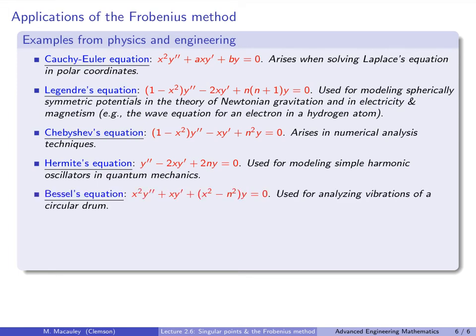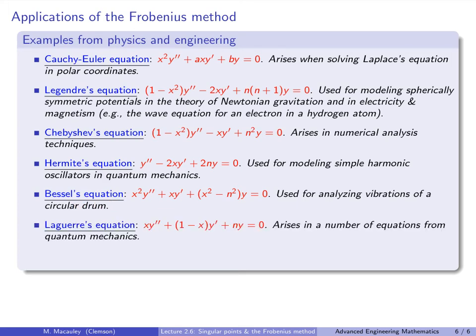There's Bessel's equation. This is the topic of the next lecture. This is x squared y double prime plus x y prime plus x squared minus n squared times y equals 0. We'll also see this in a later lecture on Sturm-Liouville theory. And these things are used for analyzing vibrations of a circular drum. Let's go back to Laplace's equation. You'll learn more about that later. But if you solve Laplace's equation in polar coordinates, I said Cauchy-Euler comes up. Actually, the general ones that come up are Bessel's equations, and the solutions are Bessel functions. So again, the whole next lecture is going to be on this equation.